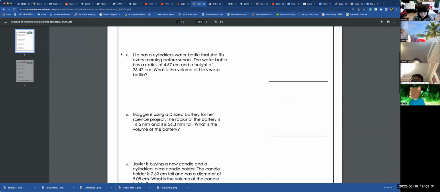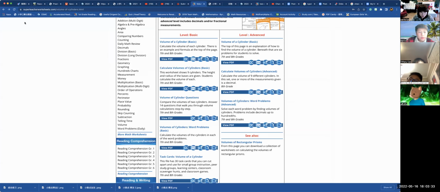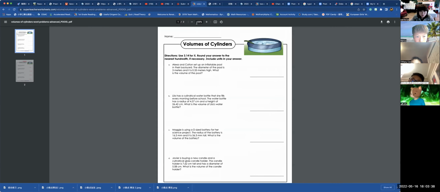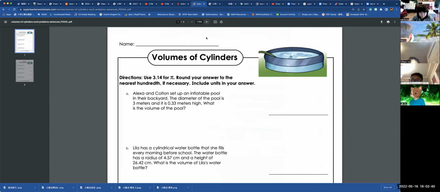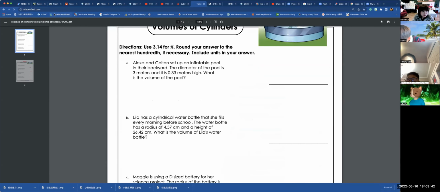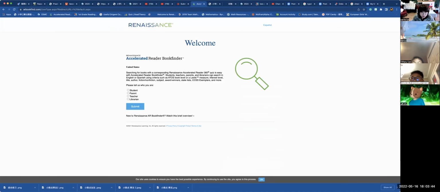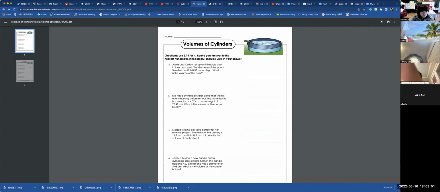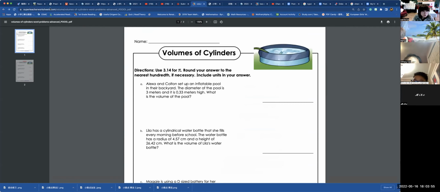It's just the calculations a little bit off, and not even finished yet. Oh, I'm sorry. So I just make it bigger, just to make it easier. This one is 4.5 and this one is 26.